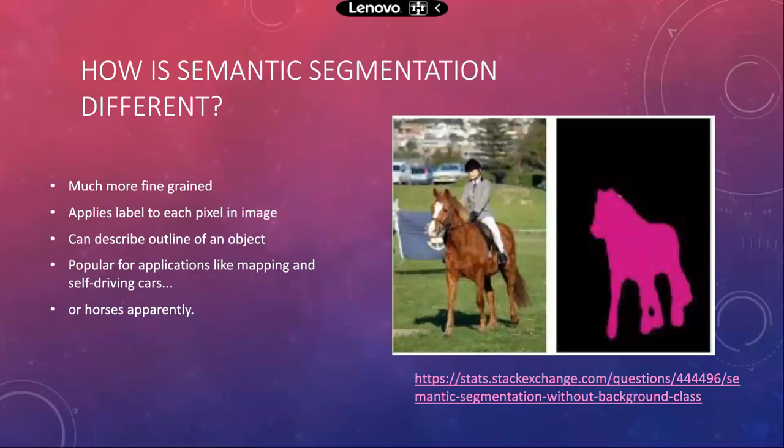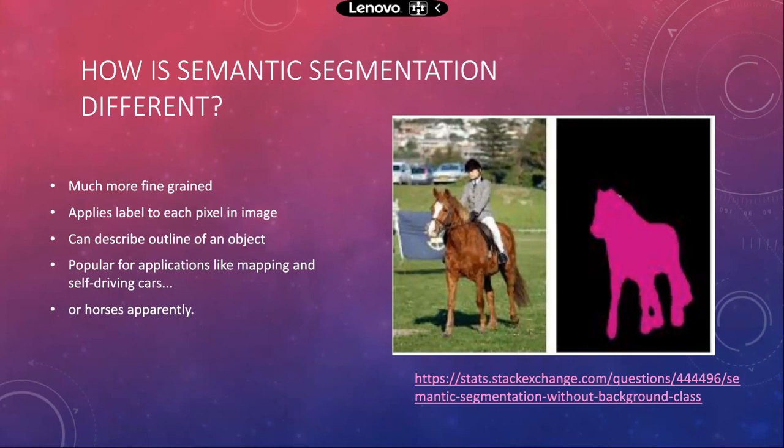So I'll move on to semantic segmentation now and how it's different. The big difference is it's much more fine grained, and what it does is it applies a classifier to each pixel in the image. So it's not looking for objects within the image, it's trying to define which object each pixel is. So it's useful for things like describing the outline of an object.